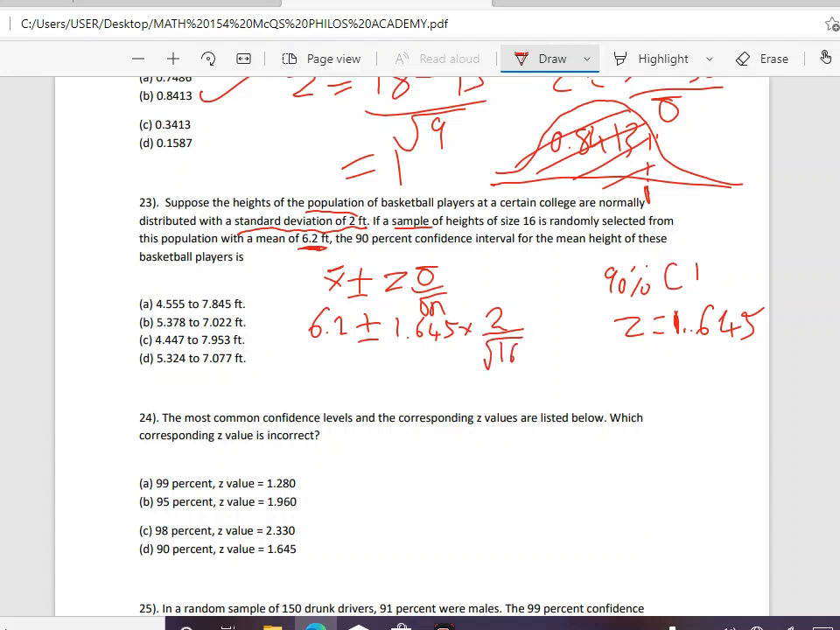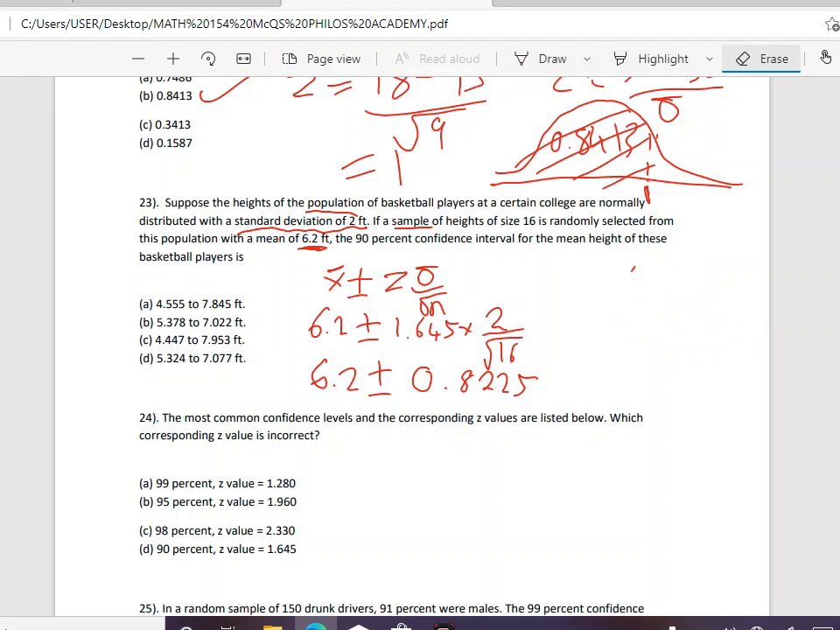Now n is 16. So this will give you 6.2 plus or minus. When you multiply this properly, 1.645 times 2 over root 16, you should get 0.8225. Okay, so to get your final answer, you say 6.2 minus 0.8225. Let me do it for you to see.